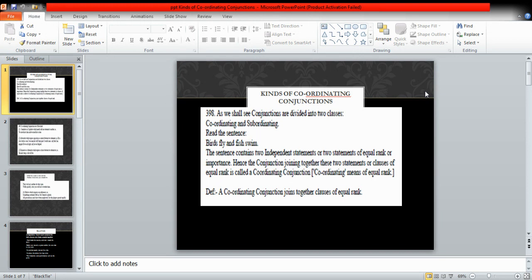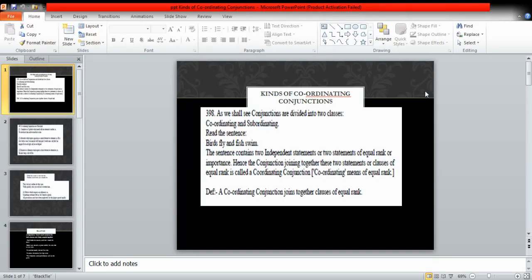And today we have to do the classification of the coordinating conjunctions, that in how many types and in how many kinds we can divide them. We can further divide the coordinating conjunctions. As we shall see, conjunctions are divided into two classes, coordinating and subordinating conjunctions. Coordinating conjunction means that they always join independent clauses, and subordinating conjunction means that they join one independent clause to the other subordinate clause.